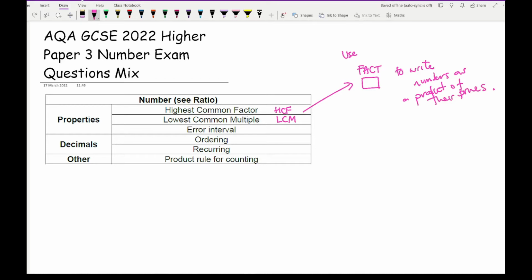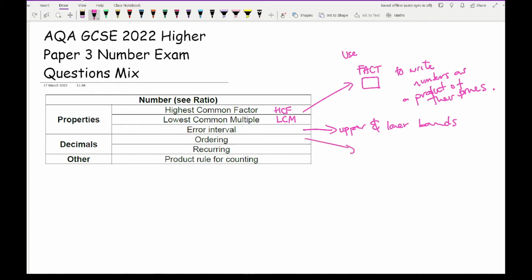Now in terms of error intervals, that's all talking about upper and lower bounds, so knowing how to work with those, both for finding the upper and lower bounds, but also writing it as an error interval, but also answering more problem solving questions, for example finding perimeters or finding maximum areas or minimum areas, etc., and also working with fractions as well.